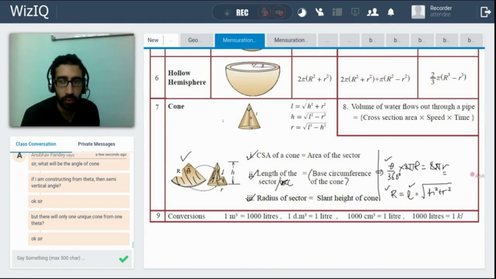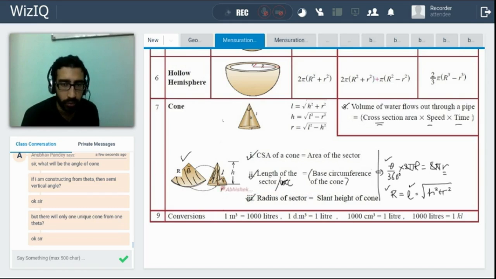Yeah, so I hope this is good. Just have a look at this formula. Volume of water that flows out through a pipe is area of cross section into speed into time. What does this mean? I'll throw a question at you and probably ask you to swim in the deep end straight away. We'll do a question on this and basic conversions that you should probably know.